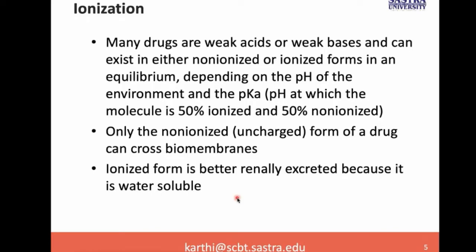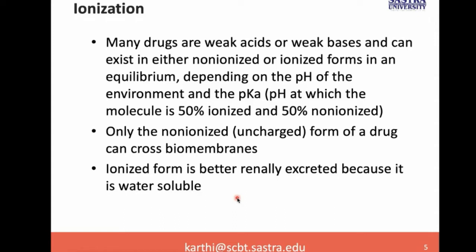Any other doubt? Sir, can you repeat what pKa is again? Okay. You take any functional group. If you take aspirin, aspirin has only one acidic functional group. That acidic functional group will have some pKa. Somebody said that the pKa of that functional group is 3.5. 3.5 or 3.4 doesn't matter, right? Just for understanding, 3.5.